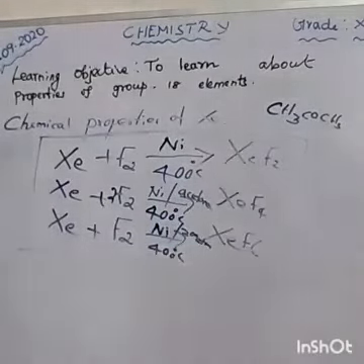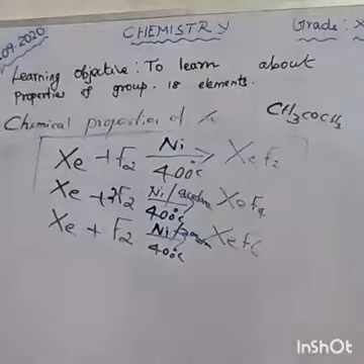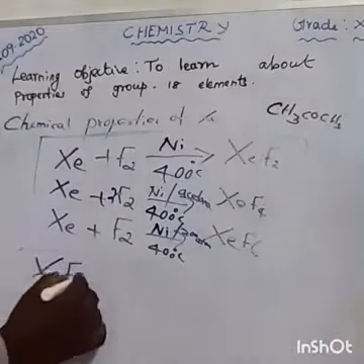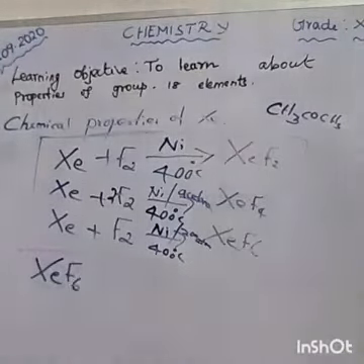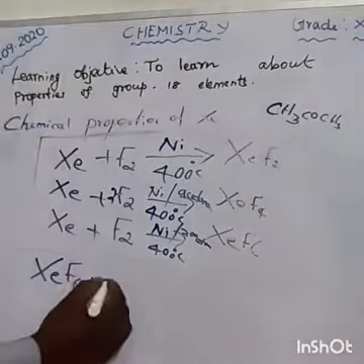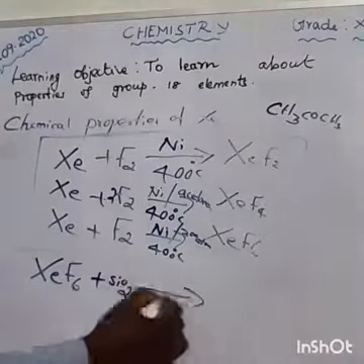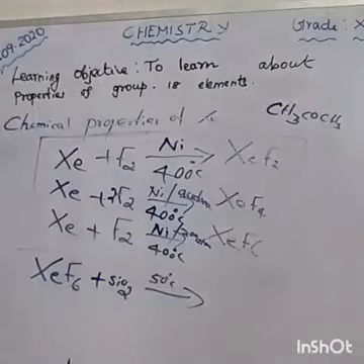Xenon compounds: how is xenon difluoride prepared? How is xenon tetrafluoride prepared? And how is xenon hexafluoride prepared? Next, the xenon hexafluoride formula is XeF6. Xenon hexafluoride is heated with silica, which we can also call sealed quartz. Silica, or silicon dioxide, is SiO2, and the temperature is 50 degrees Celsius.